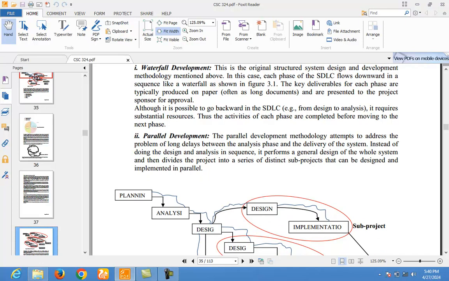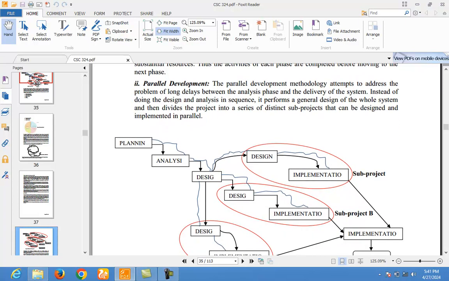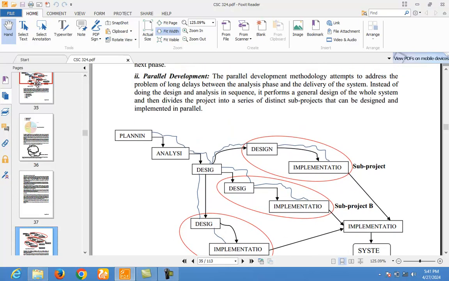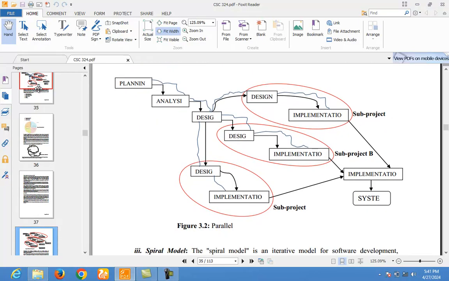So the phases flow downward from up to down. That's why I call it waterfall. And the parallel development attempts to address the problem of long delays between the analysis phase and the delivery of the system. This is parallel. See the way it is. You can see that it's different from the waterfall development model. You can see that this is parallel, trying to solve two things simultaneously within the analysis stage and the design stage.